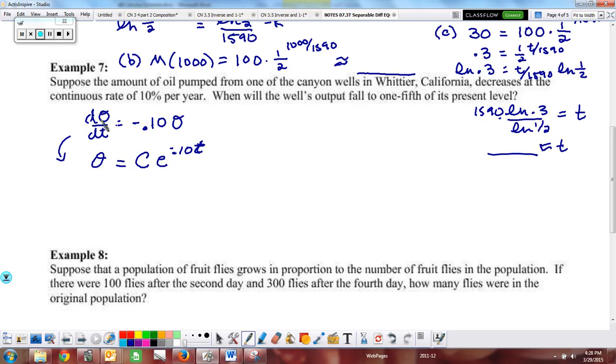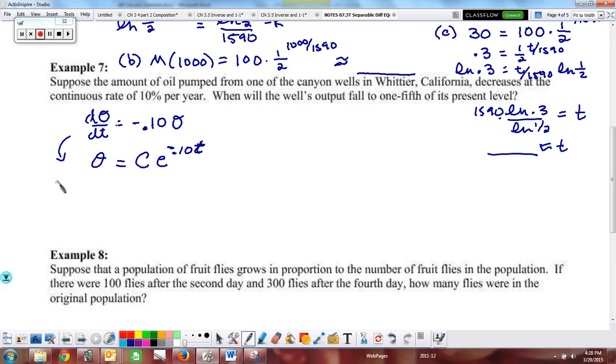We know that our rate is proportional to the amount we have. Oh, it's exponential. There you go. The only difference in this problem is I gave you k. I told you that I lost 10% each year, so k is negative 0.10 t. And so basically right there, now I want to know when the well's output will fall to 1/5 of its present level. Well, it doesn't really matter how much I start with. I don't actually have to find C.